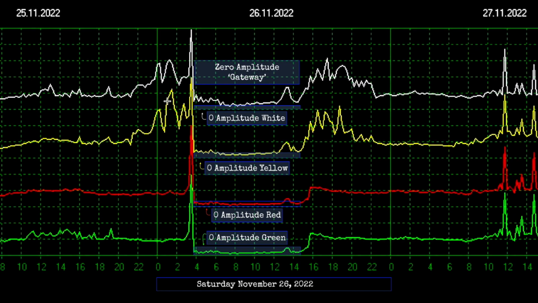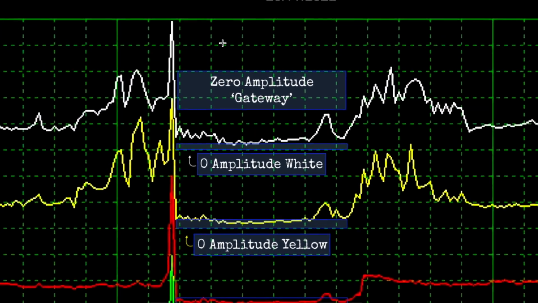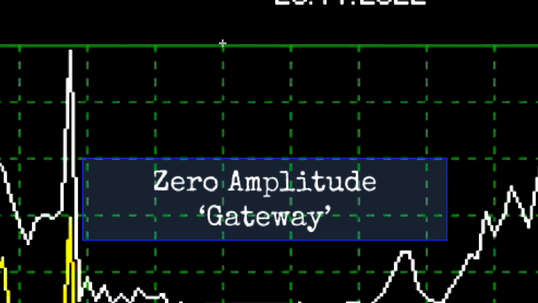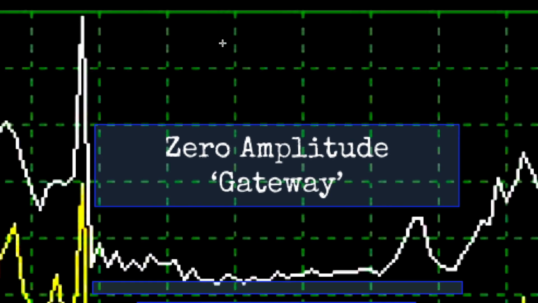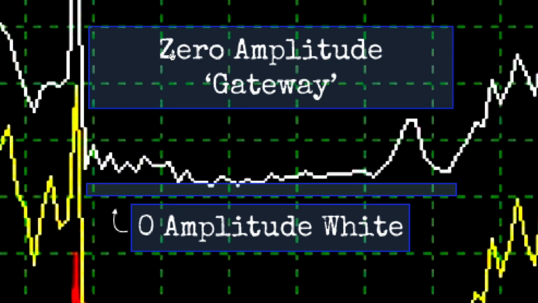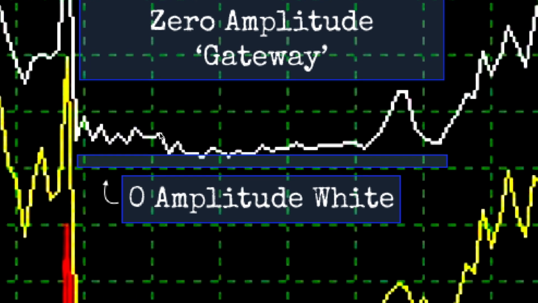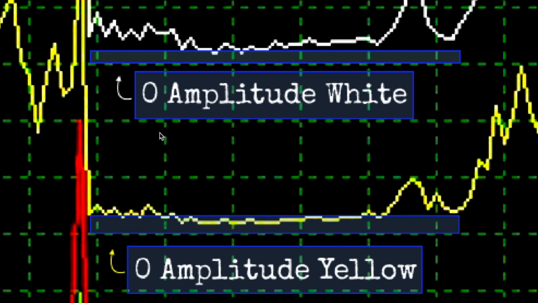Now, this is from the 26th when we had the gateway. Let me make it big so you can really see. All right, so that's the 26th. Here's the details on the 0 amplitude gateway, and it relates to today's chart. You can see here, these are estimates of when the resonance was at 0 for each resonance. So white was only at 0 for these two little touch points during that gateway.